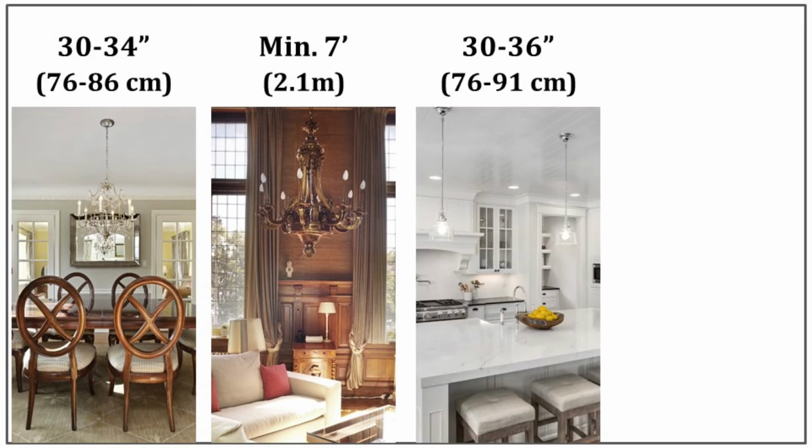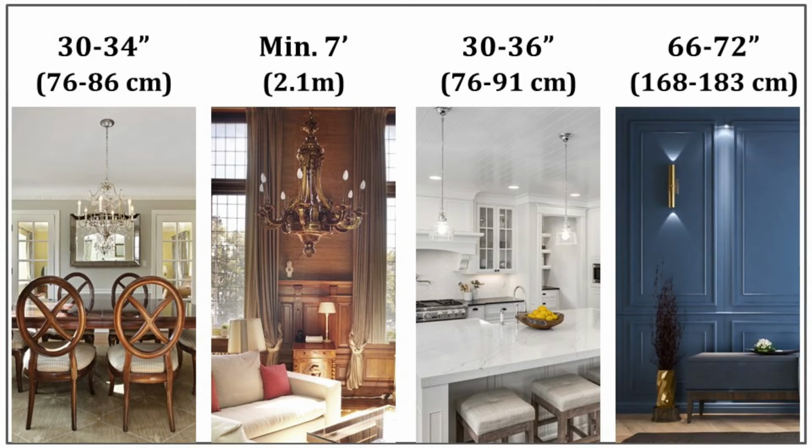For pendants over an island, hang them 30 to 36 inches or 76 to 91 centimeters above the island, depending upon how tall the people are in your house, as you don't want the lights to impede their view. For wall sconces, hang them so that the light source is roughly 66 to 72 inches or 168 to 183 centimeters from the finished floor, again depending upon how tall the people are in your home, as the light source in the sconce should be roughly at eye level.